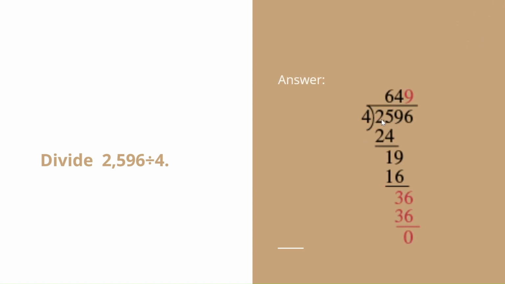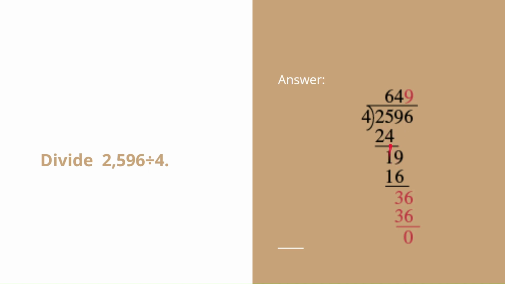Okay, I think the time's up. So to divide 2596 by 4, we know that you cannot divide 2 by 4. So we put the 2 down and the 5. We don't do the 2, and then we look at 25. The biggest number will be 24. So 6 times 4 is 24, and then 5 minus 4 is 1.